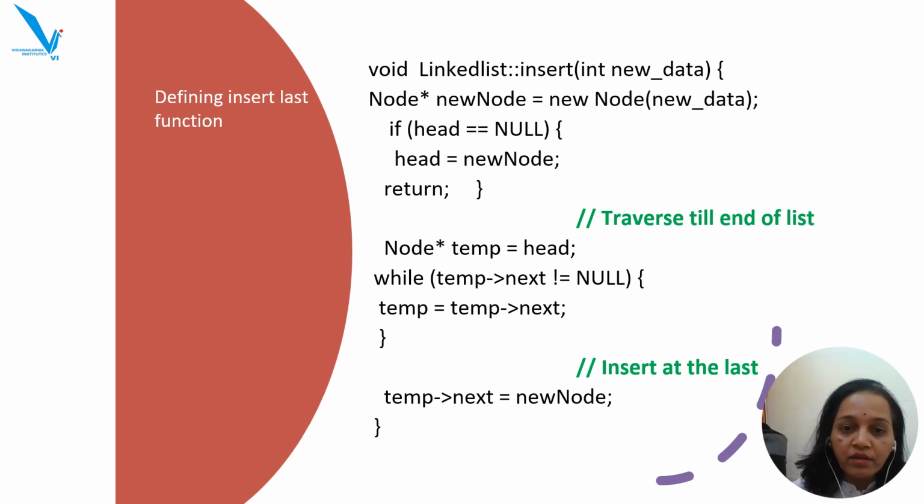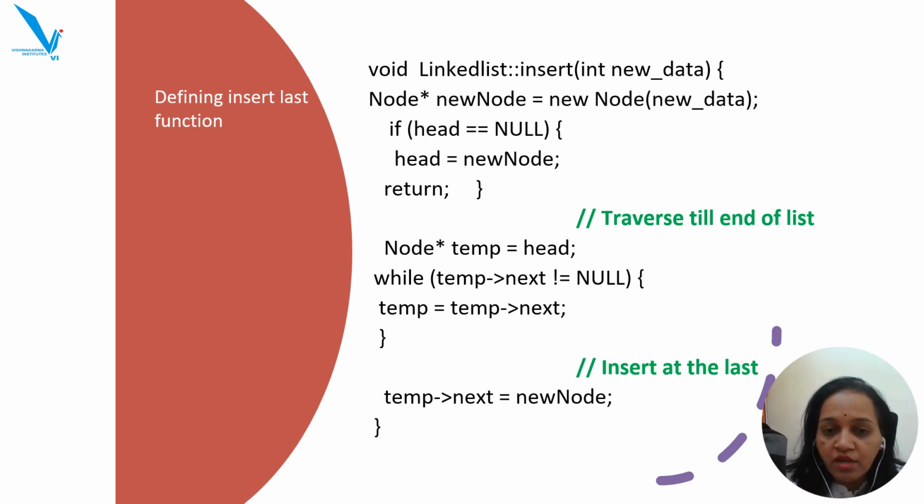So void linked list. Now I am writing the code. Linked list was my class and insert was the function. I am defining the insert function outside the class, so I need a scope resolution. So syntax is return type, that is void, name of the class linked list, scope resolution, name of the function, that is insert, and in bracket its parameter, that is integer new data, starting bracket ending bracket. Now very first line is node star new node is equal to new node new data.